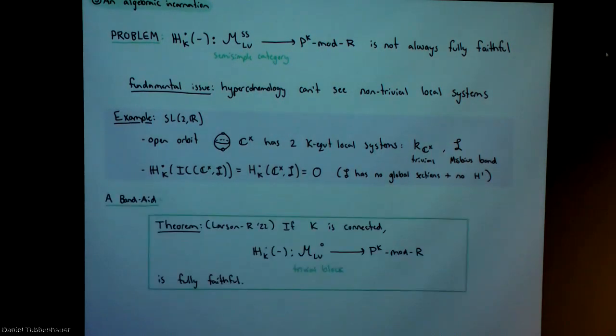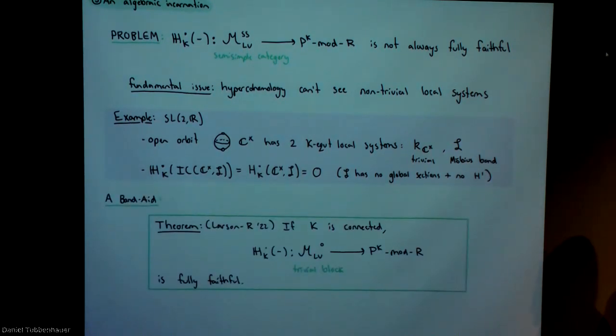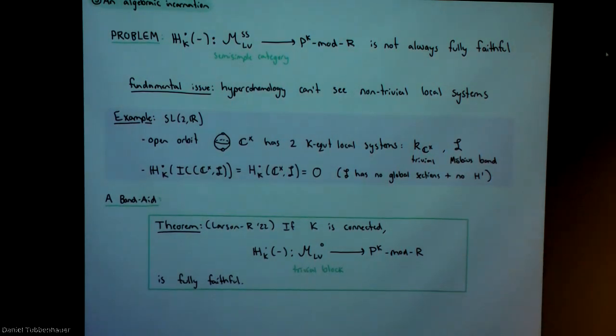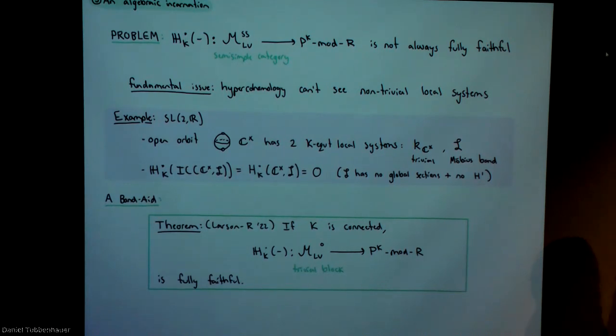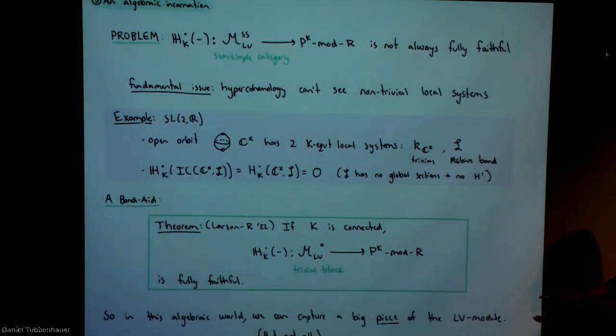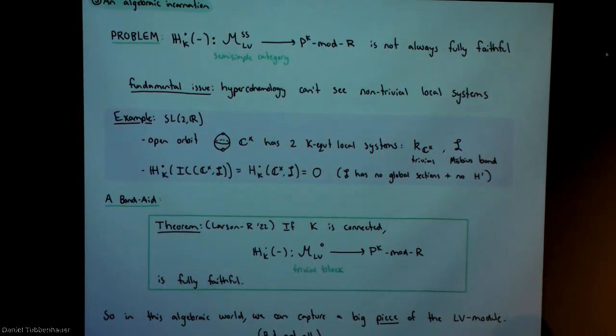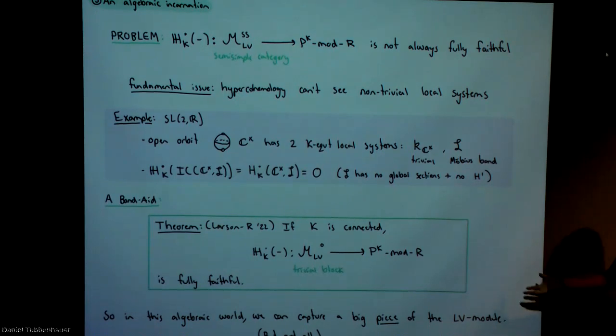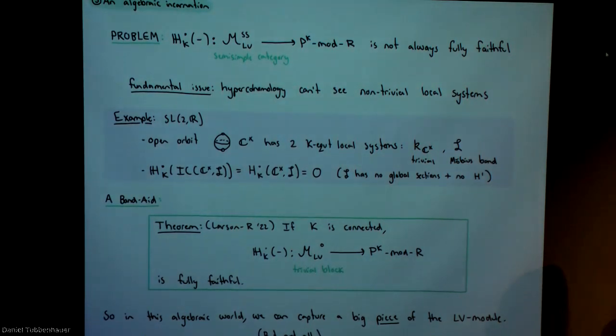So that's unfortunate. So what we have instead is a bit of a banding. This is why I introduced the other category. If we restrict ourselves to this trivial block, the functor is fully faithful. And this was the main result of the paper with Scott. So the point is that in this algebraic world, we can't capture the entire Lusztig-Vogan module, but we can capture a big piece of it. And something that can be said is, arguably, this is the most important piece. And we might be able to restrict to looking at this piece in all cases. We're trying to think about how this expands, but that's future work.